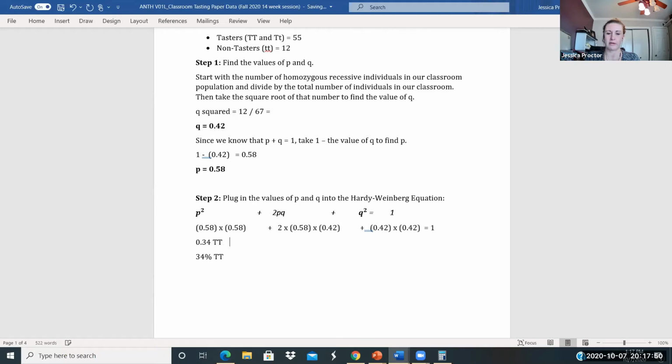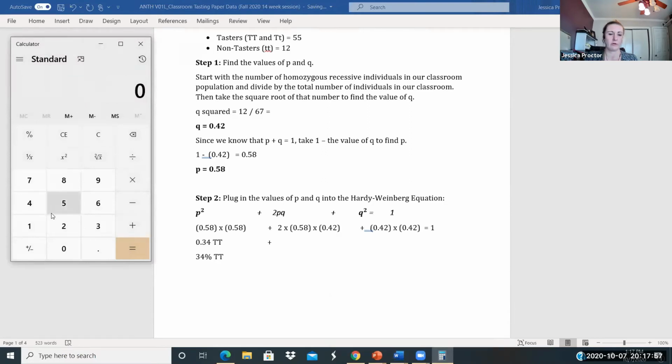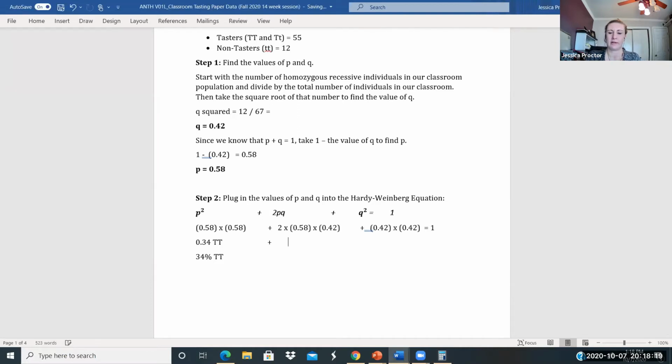All right, in the middle part of the equation, so now we're to the 2PQ. So we're just carrying everything down here. So in our calculators, we're going to take 2 multiplied by the value of P, which is 0.58, multiplied by the value of Q, which is 0.42. Okay, so there's our number there, and we're going to round to 2 decimal places. So we look at the third number. Since it's above 5, this is going to become 0.49. Okay, so that's our value for 2PQ.